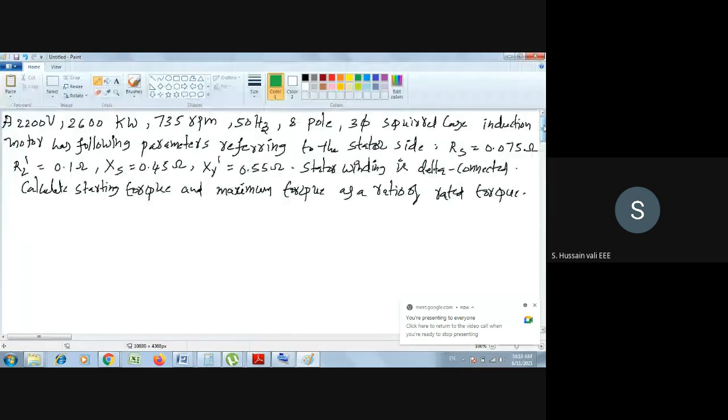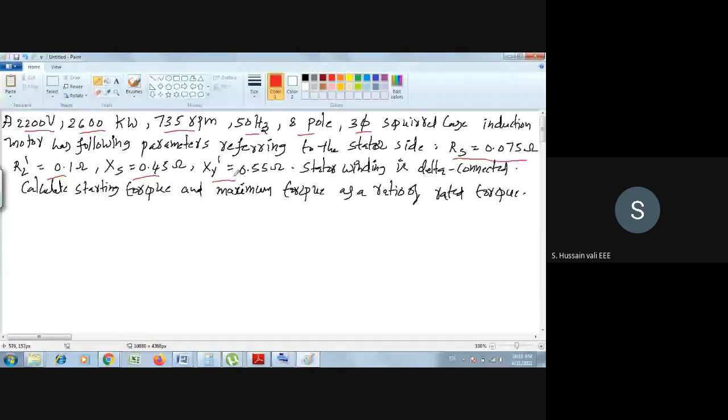Please see this now. Here, a 2200 volt, 2600 kilowatt, 735 rpm, 50 hertz, 8 pole, 3 phase induction motor has the following parameters. Directly he has given the parameters: Rs, R2 dash, Xs, X2 dash. So what are Rs, Xs? They are stator values. What are R2 dash and X2 dash? They are rotor values referred to stator.